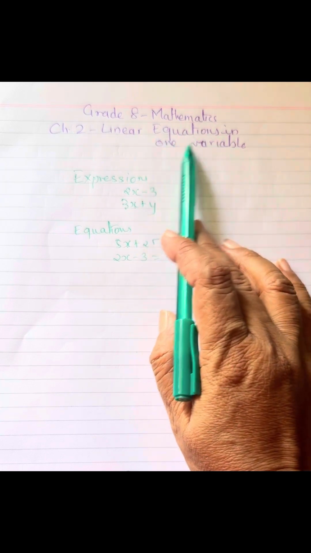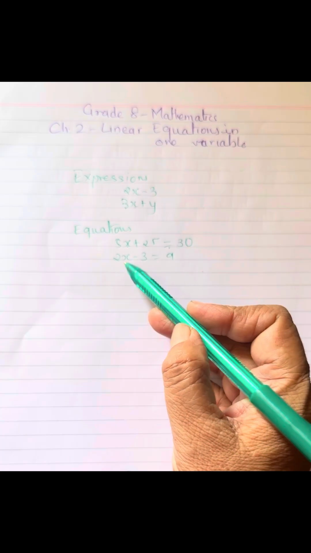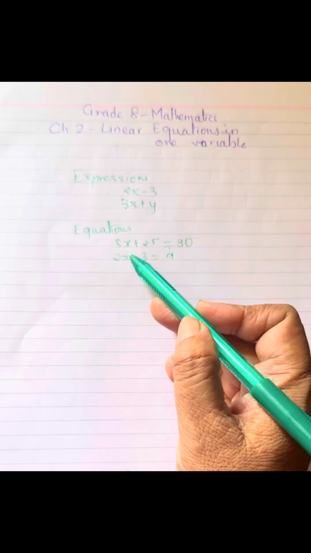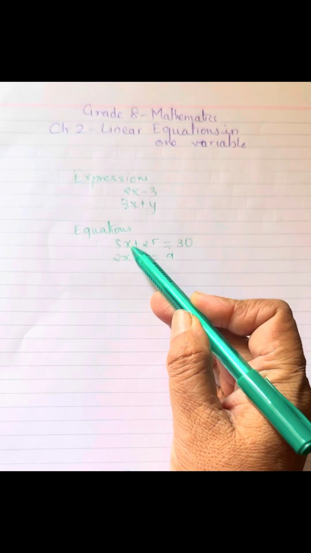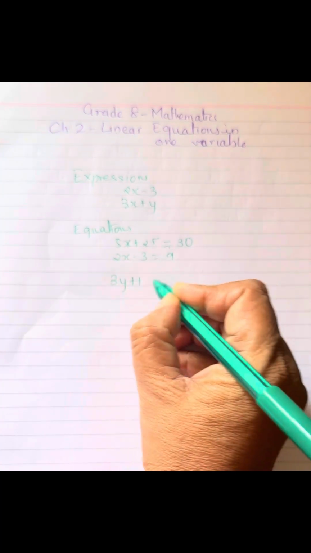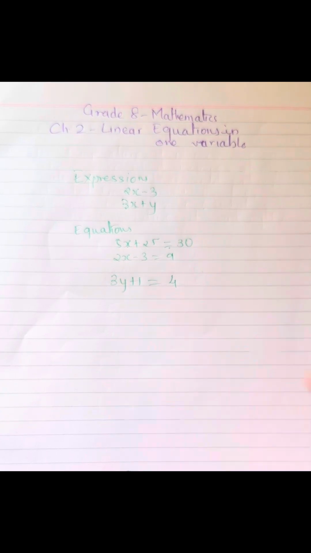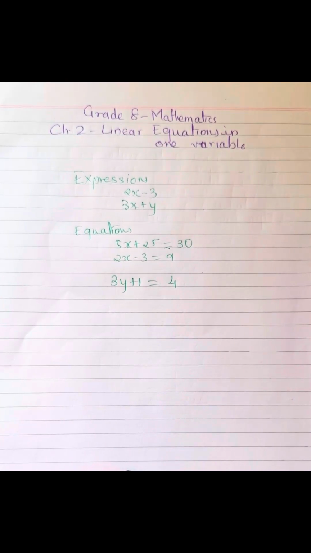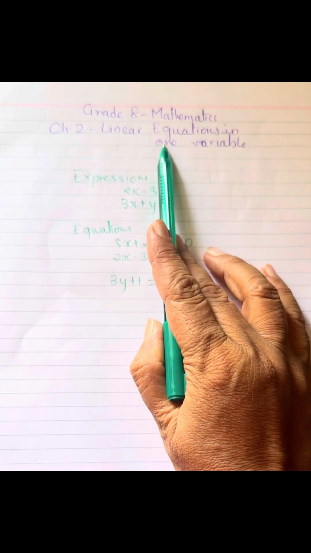Also, linear equations in one variable. We are learning only one variable in this class. You can see there is only one variable, x. The variable can be y also, like 3y plus 1 is equal to 4, suppose. Here y is a variable, but there will only be one variable. So you should understand the meaning of one variable.